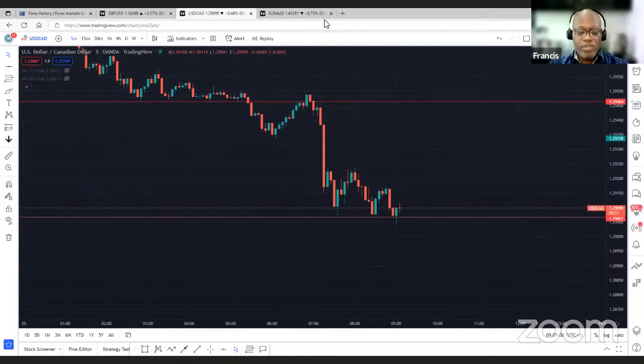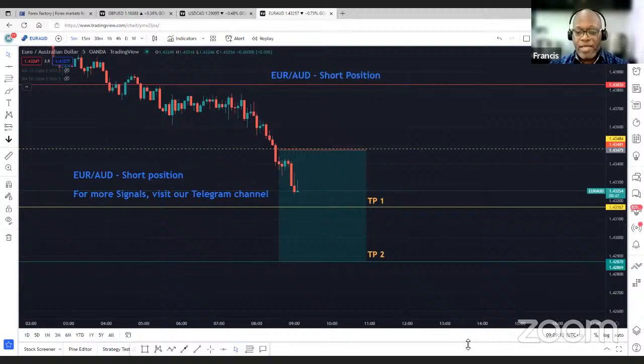But this is the one we are in. We are still about 20 pips up, which is good.